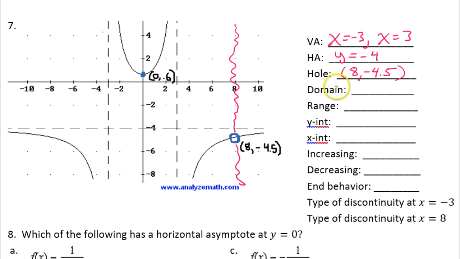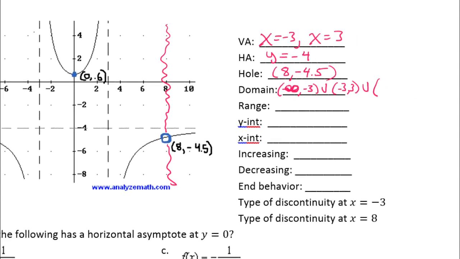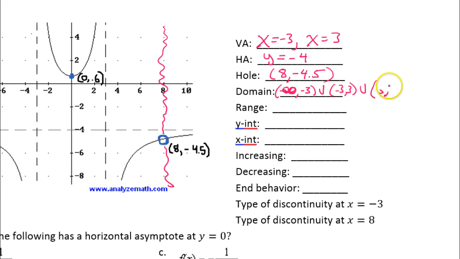So -infinity to -3. All right, -infinity to -3, union -3 to +3, union 3 to 8, union 8 to infinity. Okay, so there's your domain. It has to be in 4 pieces.